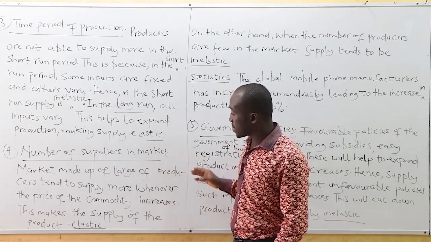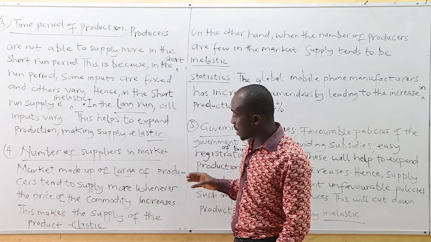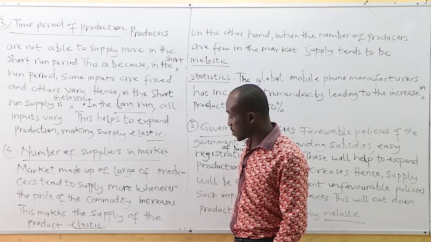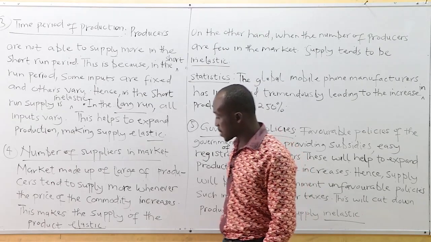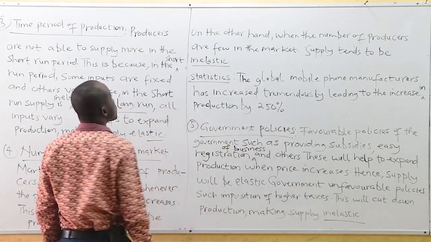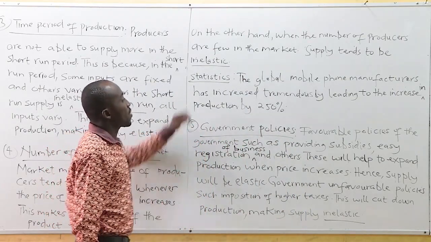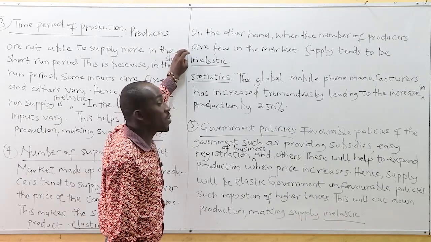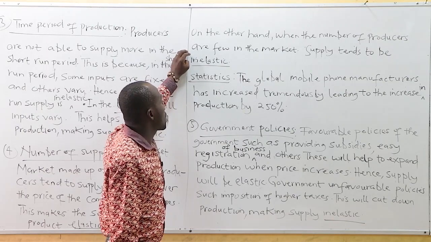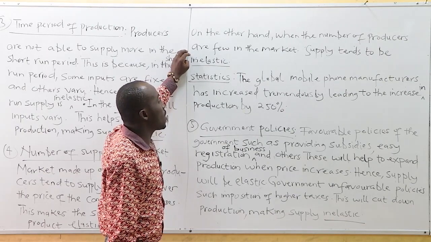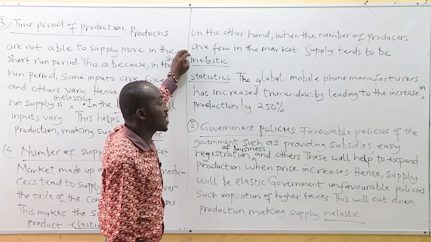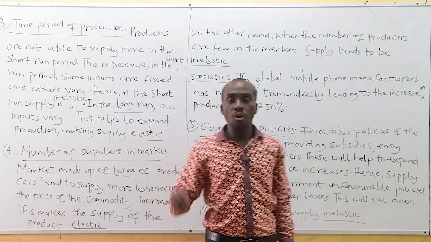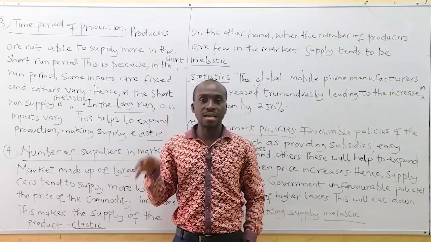Number of suppliers in the market. A market made up of a large number of producers tends to supply more when the price of the product increases. This makes the supply of the product elastic. On the other hand, when the number of producers is few in the market, supply tends to be inelastic. For example, the number of global mobile phone manufacturers has increased tremendously, leading to an increase in production by 250%. The number of people who are producing the product also makes a product elastic or inelastic.